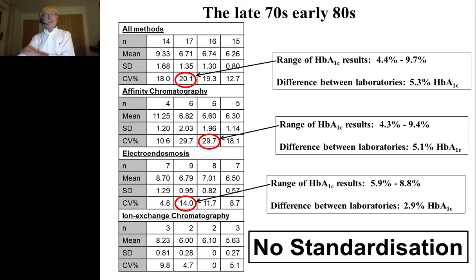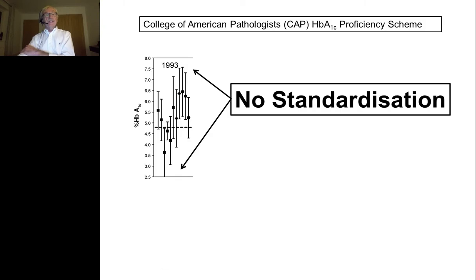No standardization. We can see the same thing in the College of American Pathologists CAP scheme, where in 1993, results could vary between 7.5% down to 2.5% on the same EQA sample. No standardization.